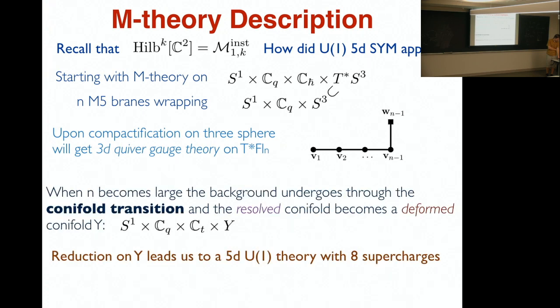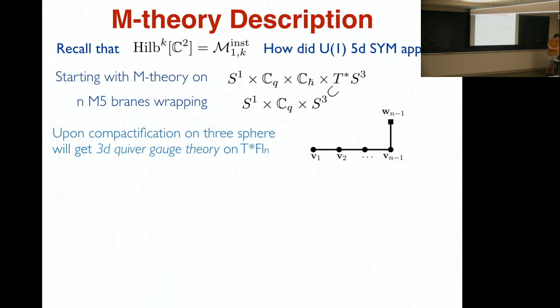Okay, let's do this slide first. So let's do the transition. Start off with M theory on S1 cross CQ cross C bar, cross the deformed conifold. Now, and then you put M5 branes. All here. So here there's a zero section of the thing.